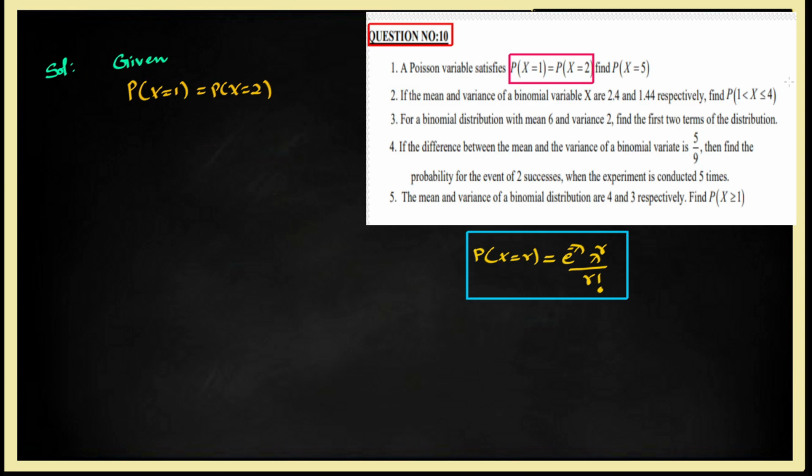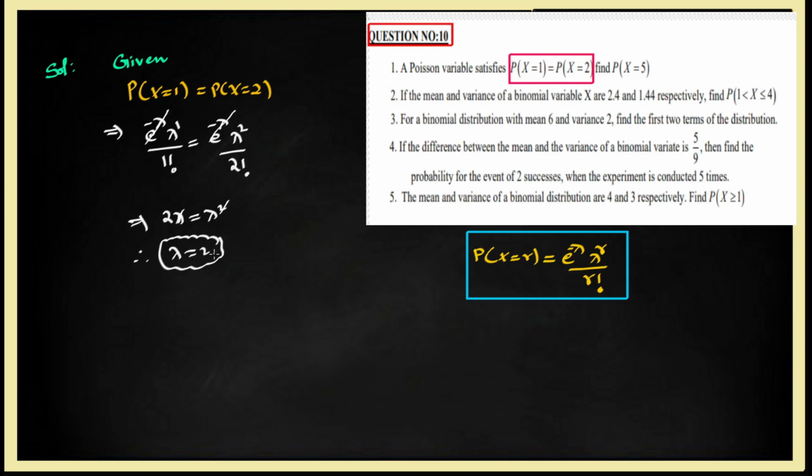So our given, if you write the values of r equals 1 in the Poisson distribution, so e power minus lambda, lambda power 1 by 1 factorial, that equals e power minus lambda, lambda power 2 by 2 factorial. Okay, so both sides e power minus lambda get cancelled. What remains? 2 lambda equals lambda square, or 1 lambda also gets cancelled. So lambda equals 2. Lambda means here mean as well as variance. So lambda equals 2.